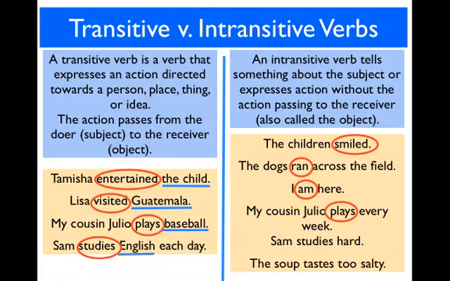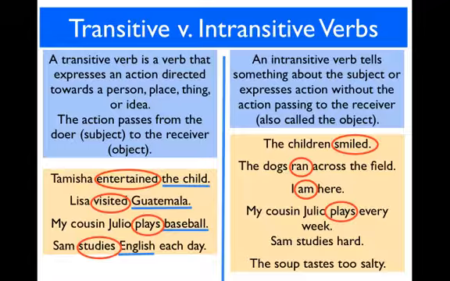My cousin Julio plays every week. Now if you notice, the word plays in the other example on the left side was transitive because he plays what or whom? Baseball. But on the right side, there is no object. It doesn't tell you what he plays. It just tells you that he plays every week. It doesn't say that he plays violin. It doesn't say that he plays baseball. It doesn't tell us that he plays Pokemon cards, okay? It doesn't tell us what he plays or whom he plays. So in this case, there is no object, and that's why the word plays on the right side has no object, which means it is not transitive. In other words, it's intransitive.